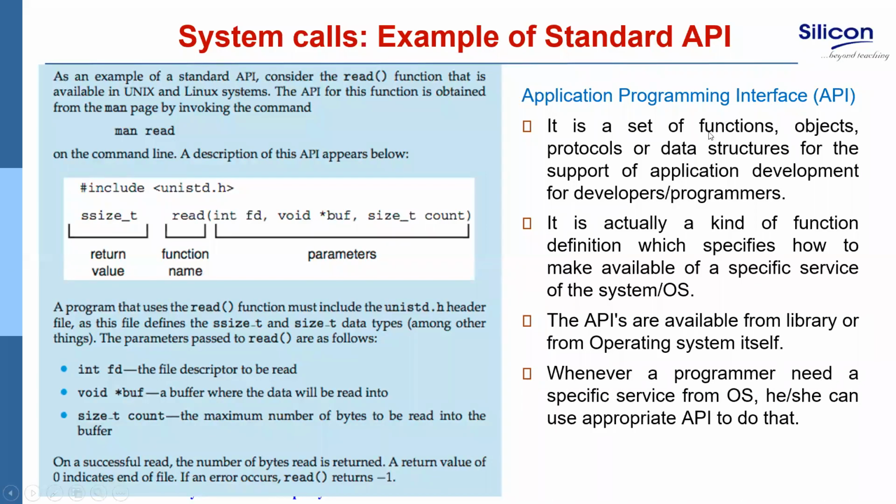So an API is a set of functions, objects, protocols or data structures for the support of application development for developers and programs. The functions we can see over here are easy to read and decode. When a programmer or developer tries to develop with an API, he can do it easily if it is in a high level language. So it is just a set of functions, data structures, protocols or objects that we are using.